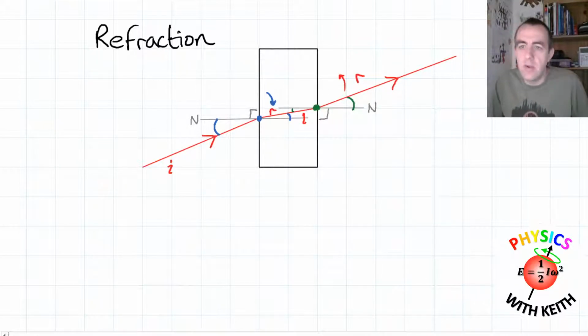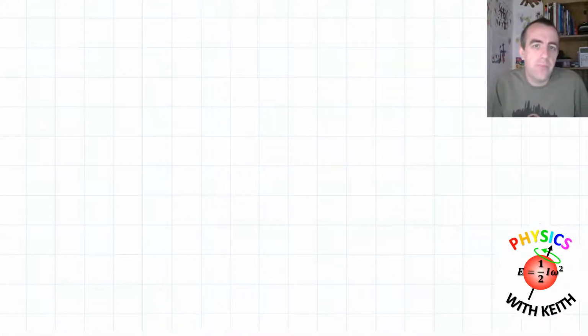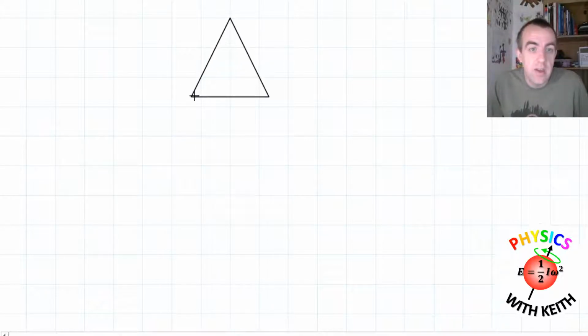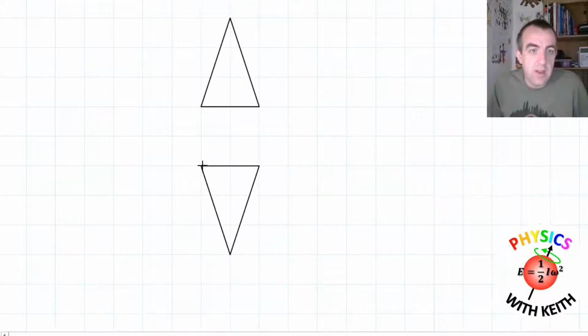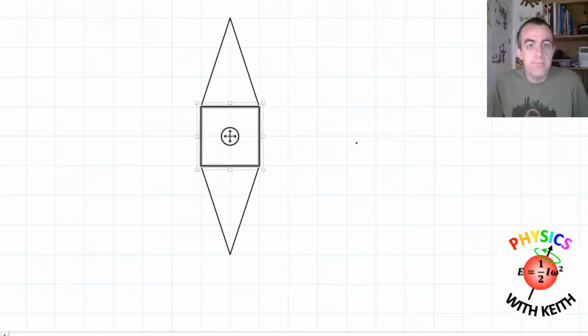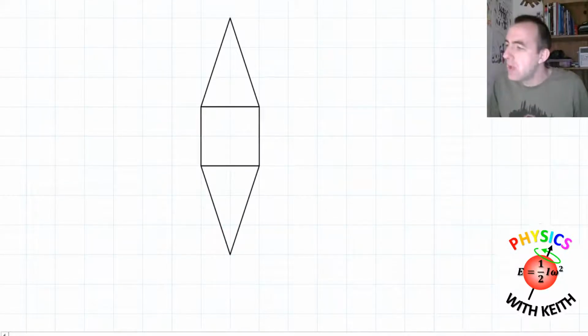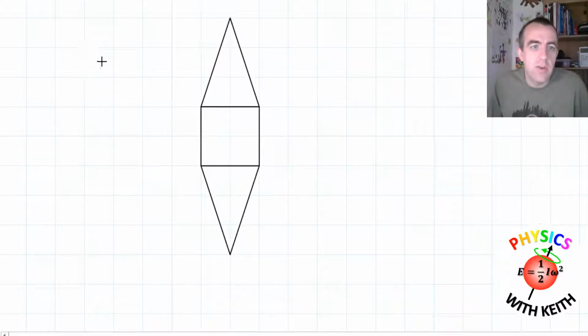So what does this have to do with lenses? Well, let's take a very simple example. Let's imagine that we have three pieces of glass: a triangular piece of glass at the top, a triangular piece of glass at the bottom, and a rectangular piece of glass in the middle, betwixt the two. Now, if we picture three rays entering this glass, this is where we're going to have some questions, so I'm going to want you, using your best scientific language, to tell me what you think happens.